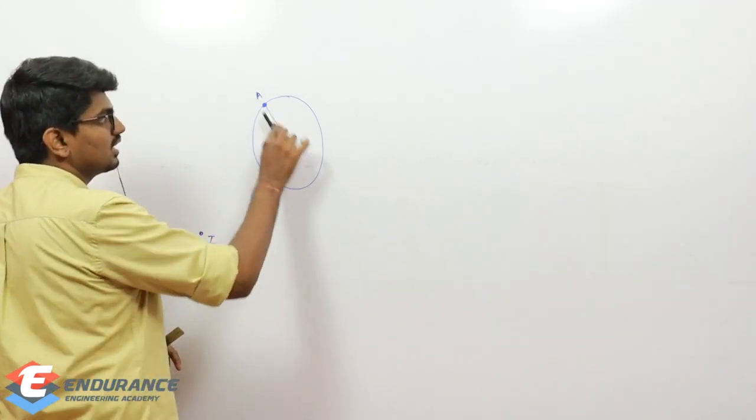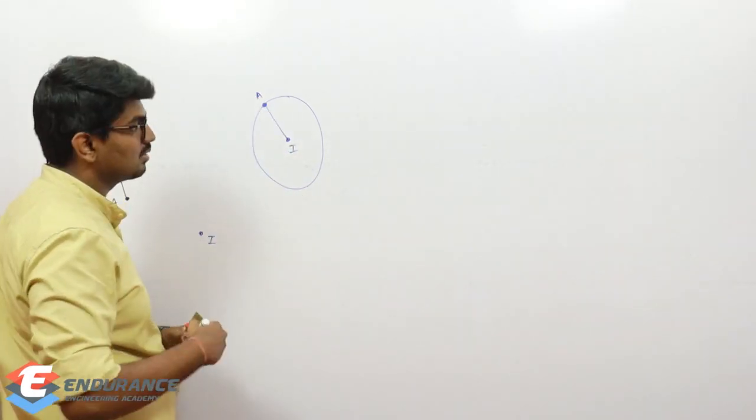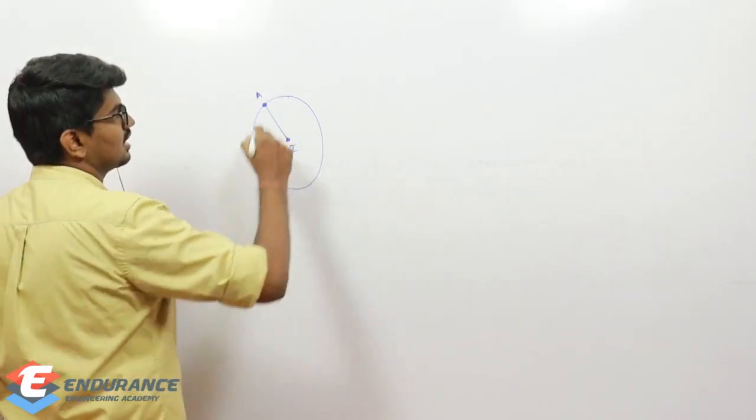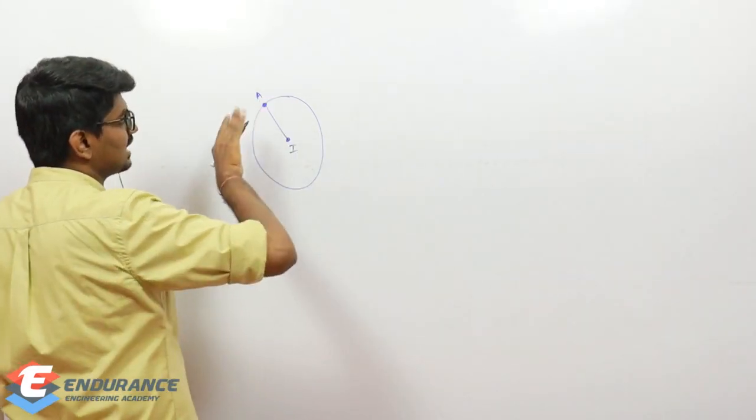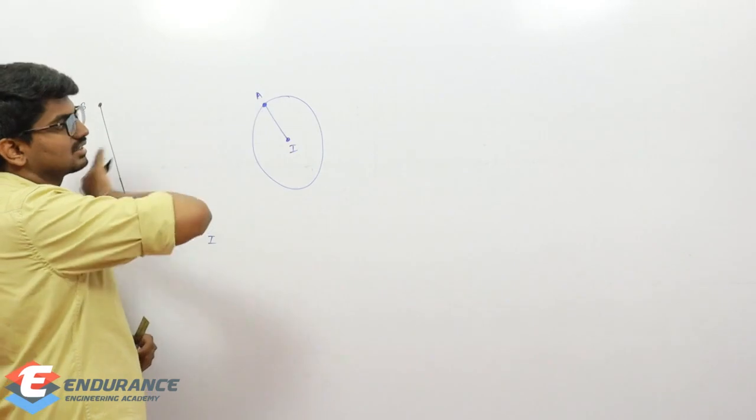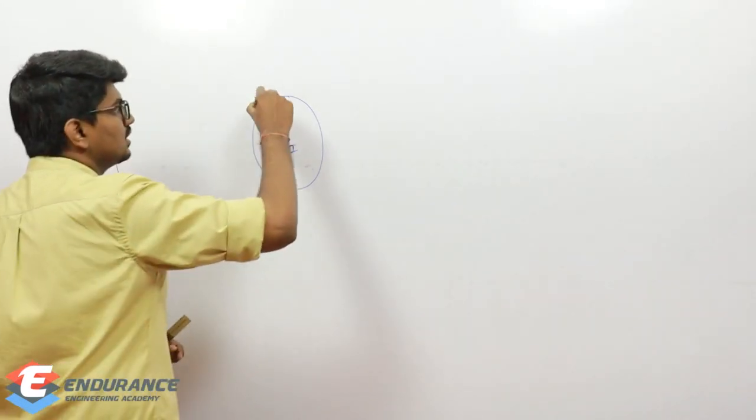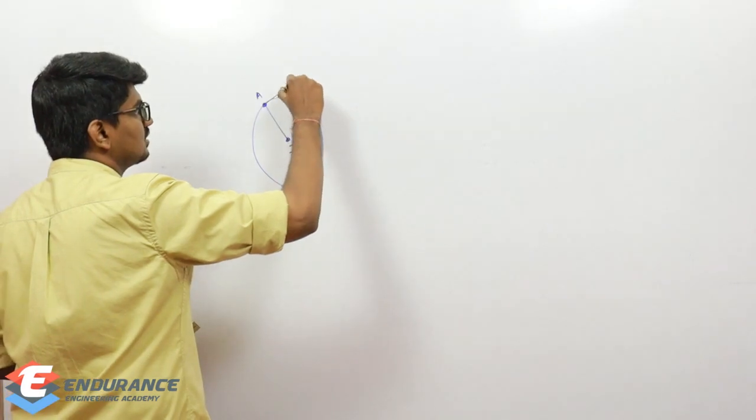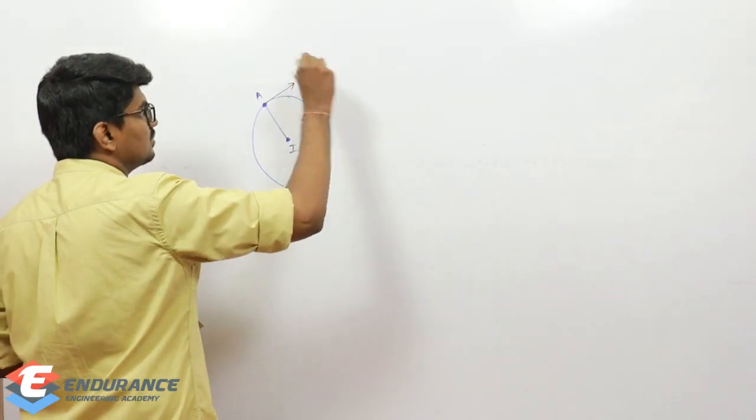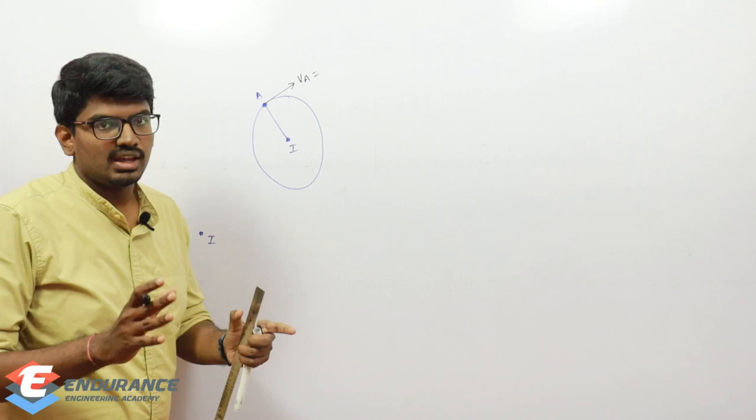Tangential means it will be perpendicular to the radius. It will be perpendicular to the radial distance. We are considering that it is rotating like this, so my tangential velocity VA will be equal to R into omega.